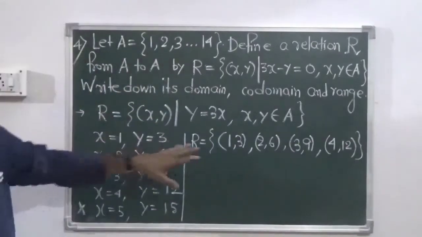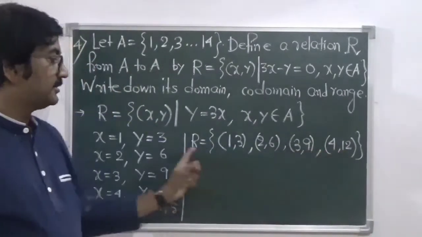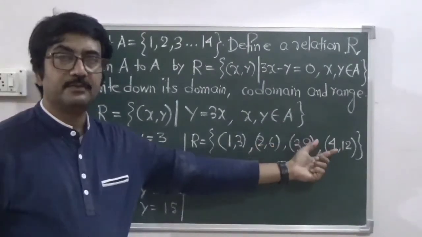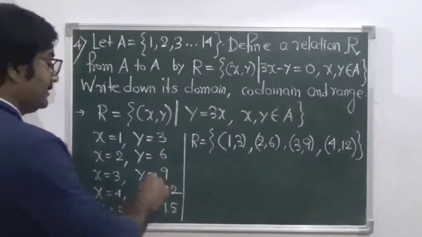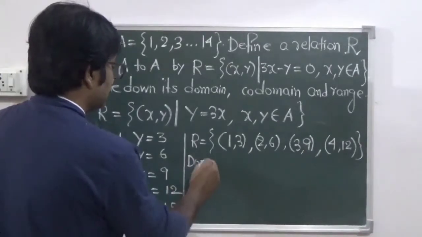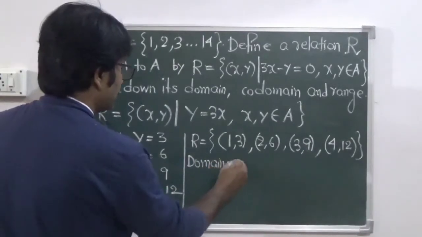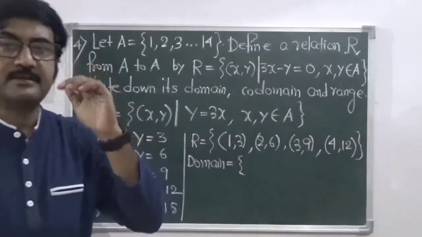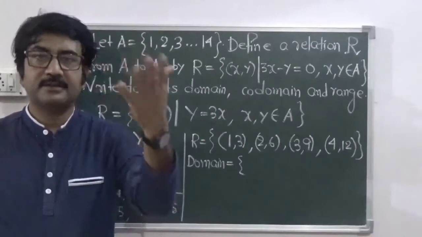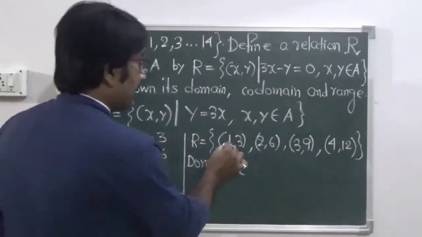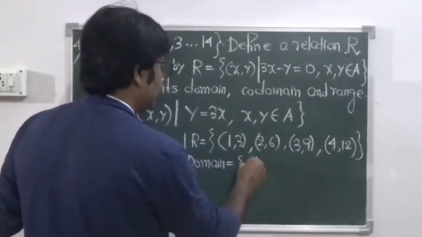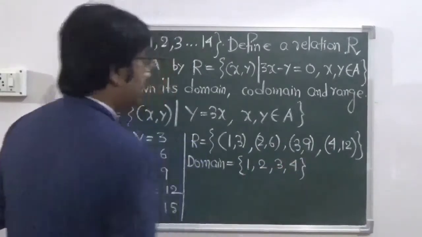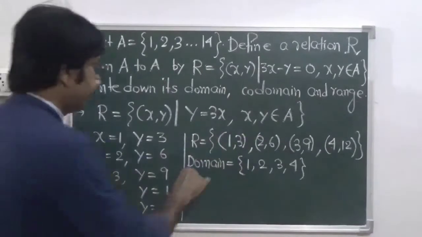So these are the elements or the members of this relation: (1, 3), (2, 6), (3, 9) and (4, 12). We need to find the domain. Domain is the set of all the first elements in the ordered pairs of the relation. So we have 1, 2, 3, 4. 1, 2, 3, 4 are the elements of the domain.